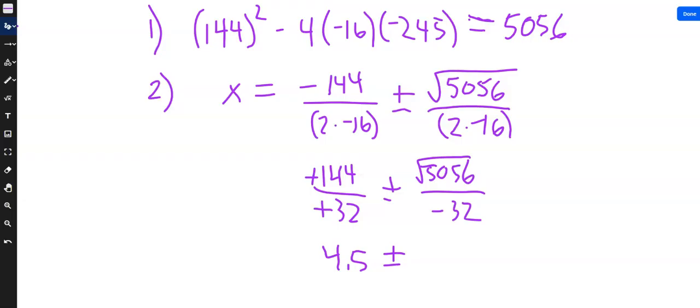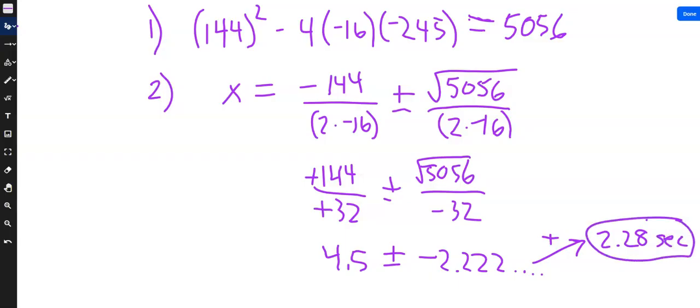So if I take the square root of 5,056 and I divide that by negative 32, I get negative 2.222, and it keeps going. All right. I'm going to take that 4.5, so I have 4.5 plus that thing. If I do the plus, I get 2.28 seconds.